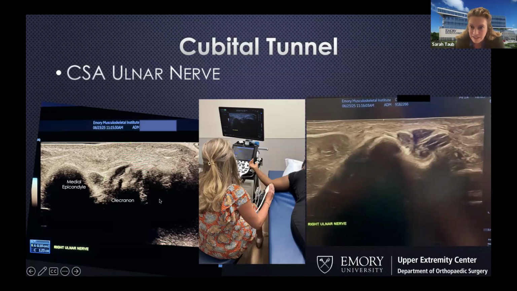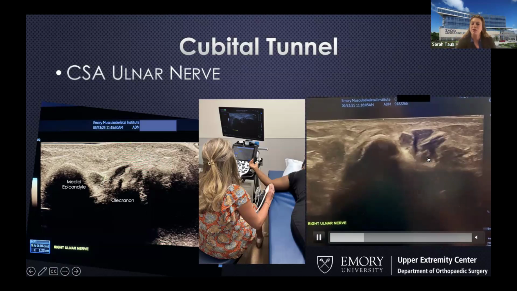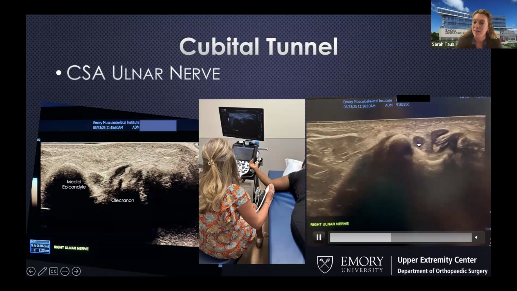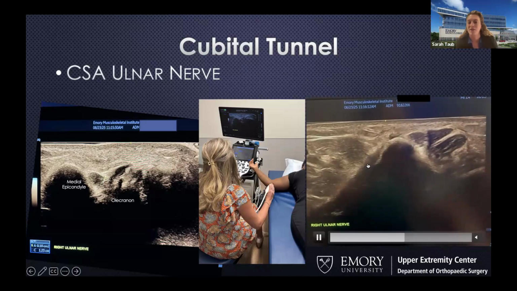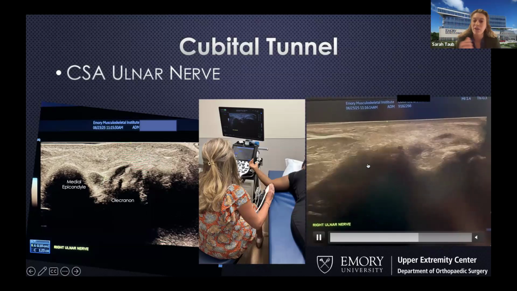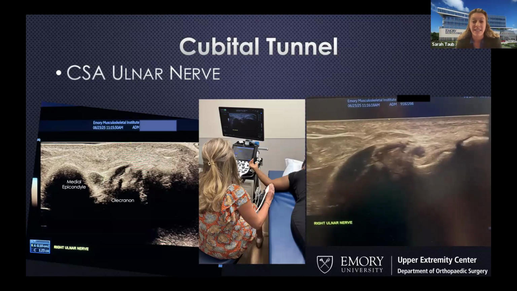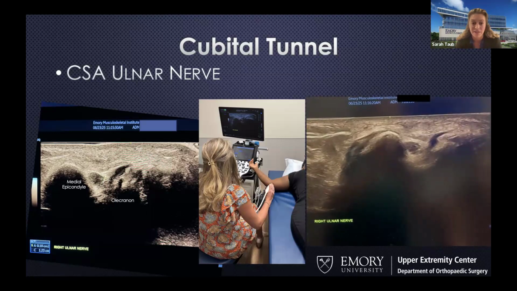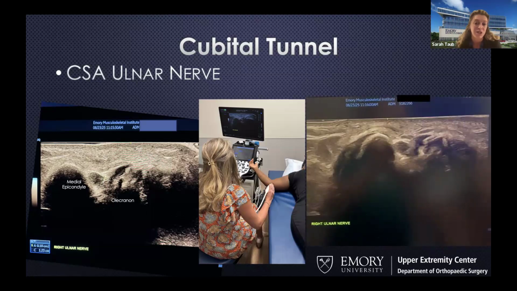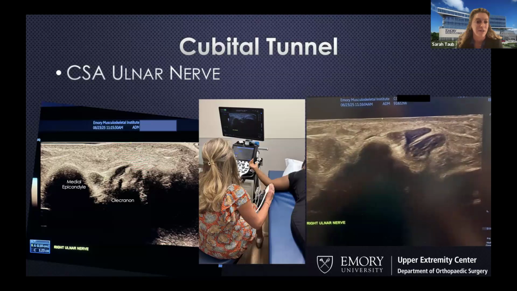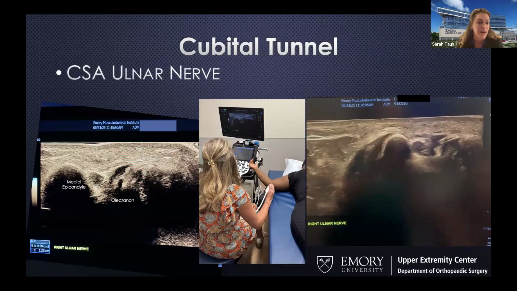And again, it's not as pretty a picture as the carpal tunnel, but nerves are always easier visualized in motion. So if you scan up, scan down, you get a better idea of the borders of your nerve. Another cool thing is you can bend and straighten the elbow while you're scanning to see if they're having subluxing of the nerve. And as you all know, EMGs just aren't super sensitive for cubital tunnel. So this is a great way to diagnose it in the more mild stages.